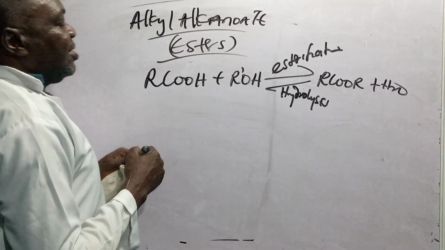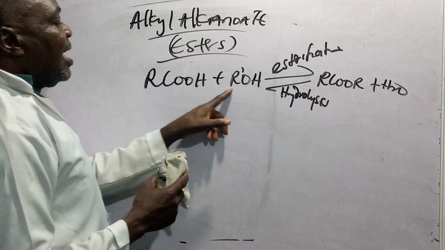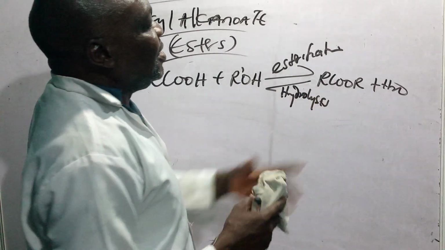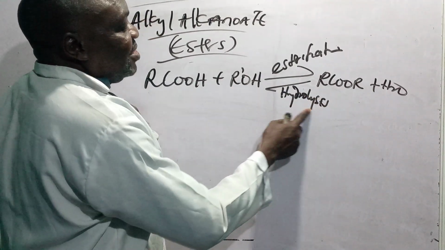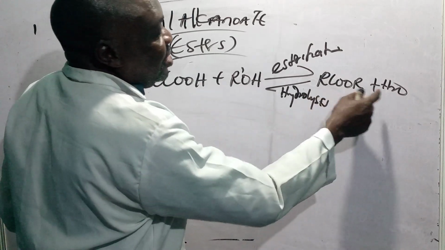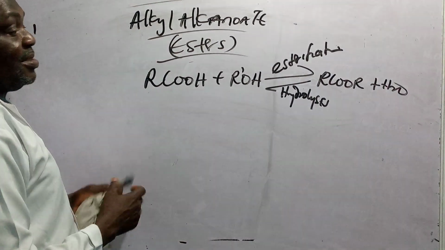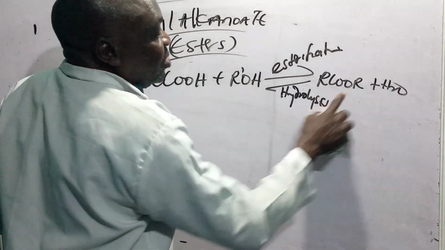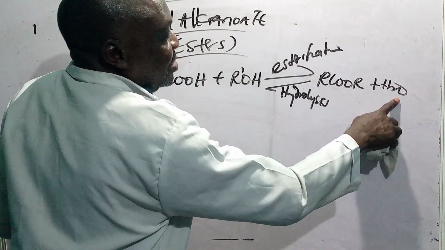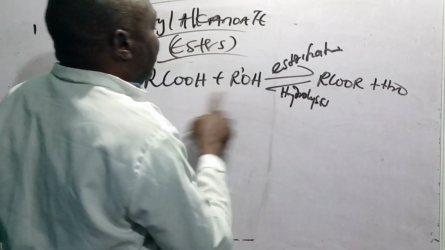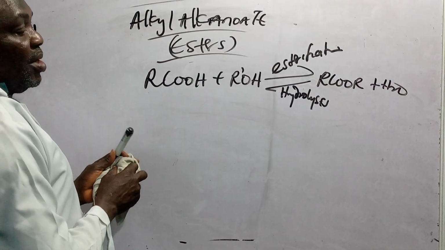Remember, esterification is the reaction between an alkanol and an alkanoic acid to form an ester. That's the forward reaction. But the reverse reaction is hydrolysis, a reaction in which the ester reacts with water to form back the compounds that formed it. So this product reacts again with water to reform the original reactants.